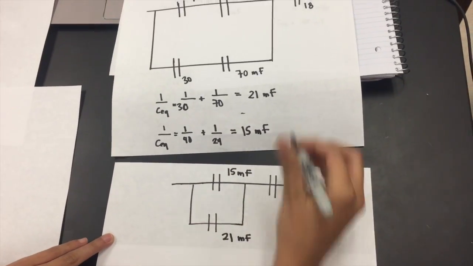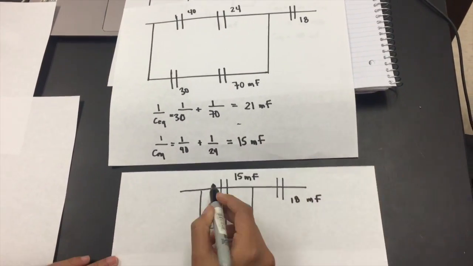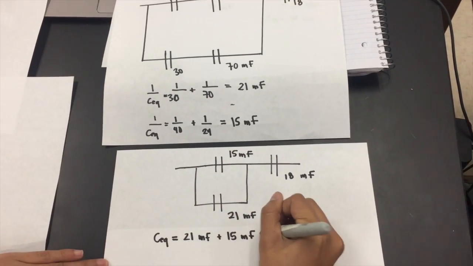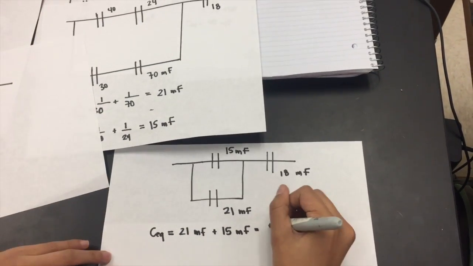These simplifications lead to the two equivalent capacitors now in parallel. So in the same way as before, we add their capacitance and get a total of 36 millifarads.